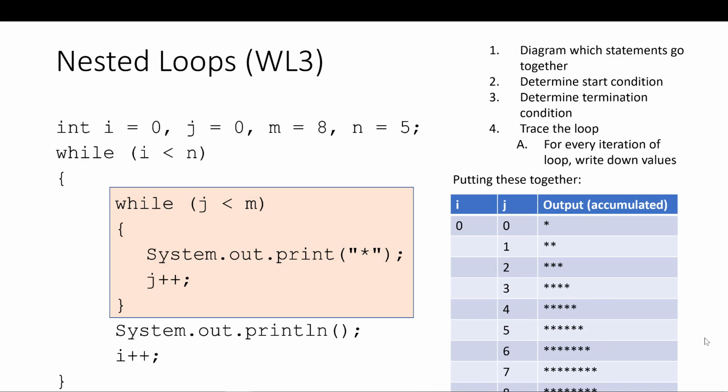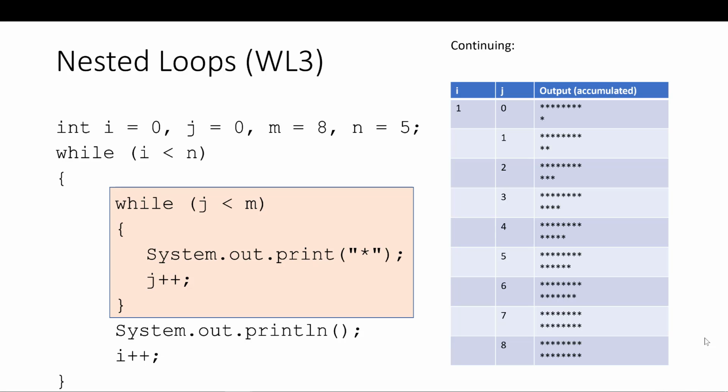Now let's put these two loops together. We know that I counts from 0 up until 5, and that for each one of those, j will go around completely and print 8 asterisks. So in the end, we will basically have 5 lines of 8 asterisks.